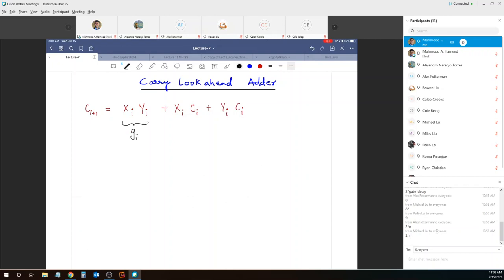And for the next one, I will pull out a c sub i, which is a common factor between the second and the third term here, to get x sub i or y sub i. And I will define this as p sub i. So I'm introducing two new functions here, g and p. G sub i is called the generate function.